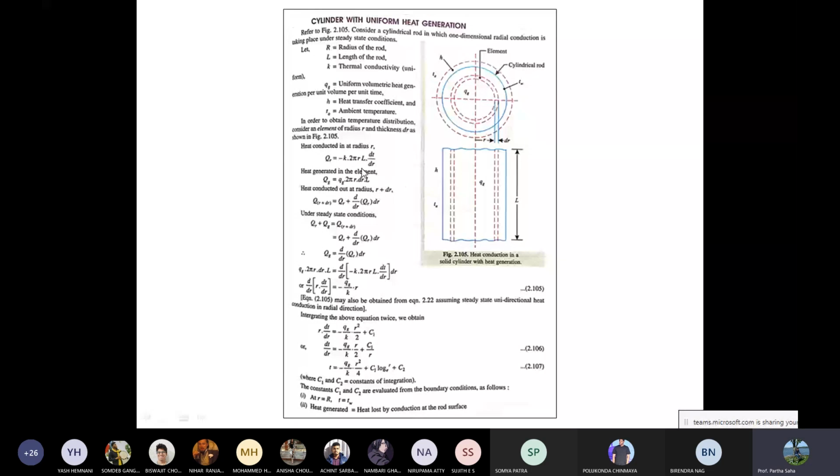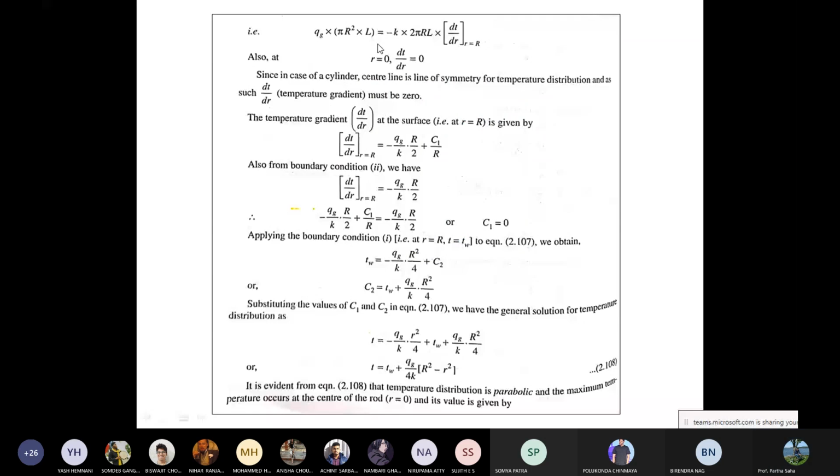This term we have integrated here, because if we do the integration of this, we get this term, Qg 2 pi r dr dl. Okay, so this is the terminology. Then at r equal to 0, dT by dr is 0. So if you put r equal to 0, dT by dr is 0, since in the case of a cylinder the center line is the line of symmetry. So the temperature gradient dT by dr at the surface, that is at r equal to R, you just substitute dT by dr when r equal to R, and then you receive this particular expression.